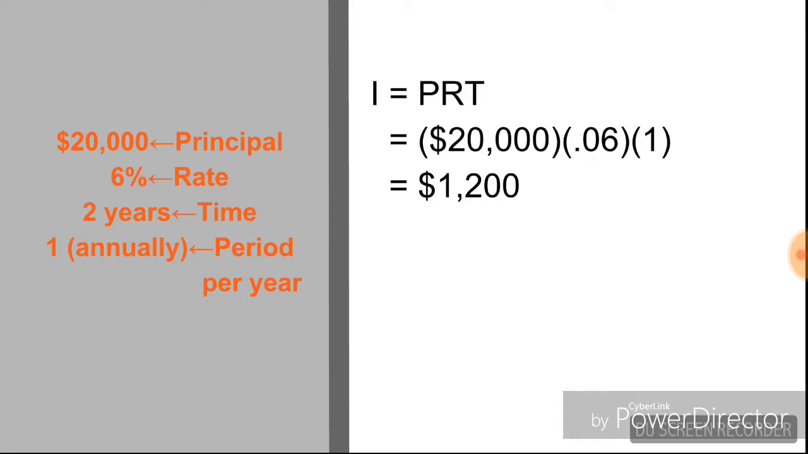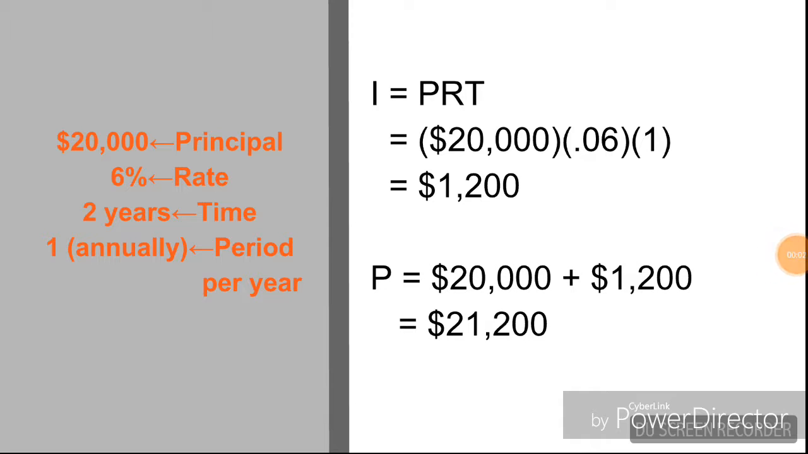In this case, we multiply $20,000 by 6% to get $1,200, which is the interest for the first year. We now have to add the principal, which is $20,000, to the computed interest, which is $1,200, to acquire the new principal, which is $21,200.